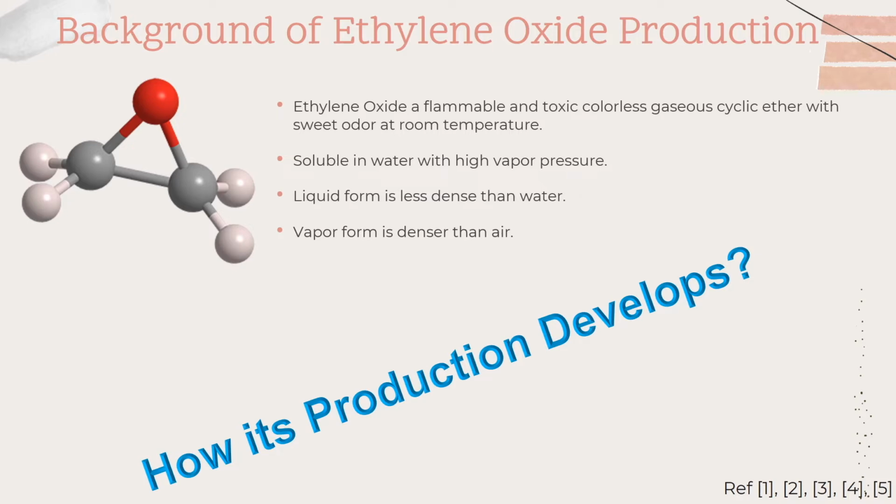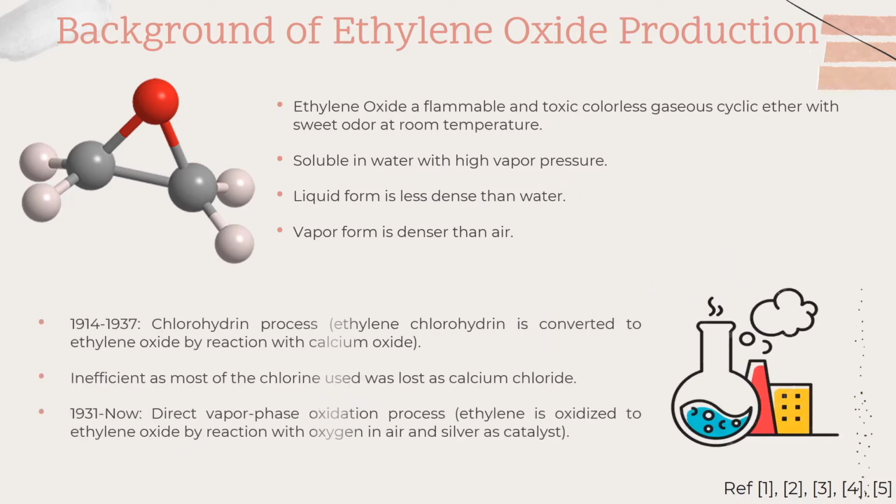How its production developed. The older method, developed between 1914 and 1937, is the chlorohydrin process, where ethylene chlorohydrin is converted to ethylene oxide by reaction with calcium oxide. The process is very inefficient as most of the chlorine used was lost as calcium chloride.